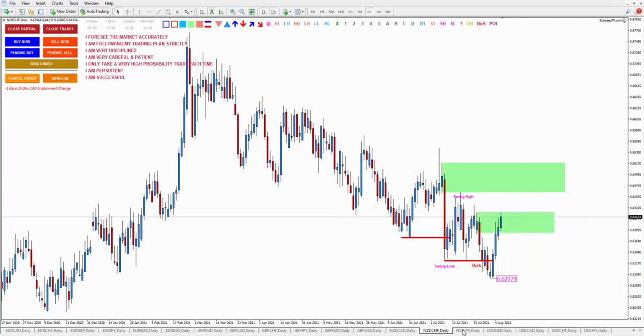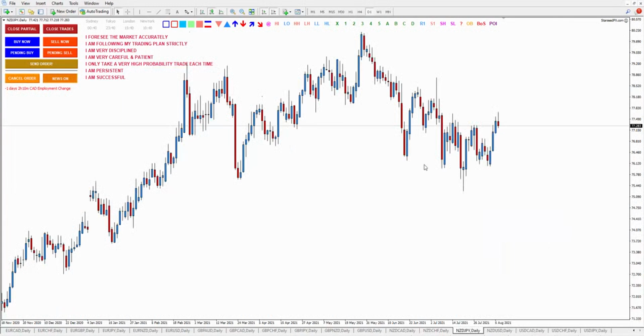All right, now let's go to New Zealand yen. The last breakout was this one. It breaks above. This is the break of structure, and here is your swing high, swing low, and your order block is the last bullish candle before the breakout happened.